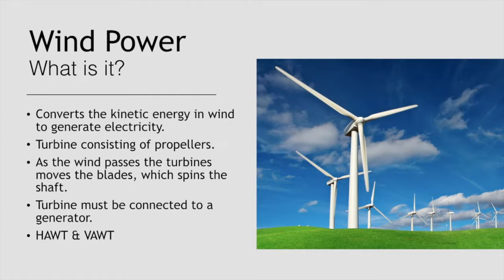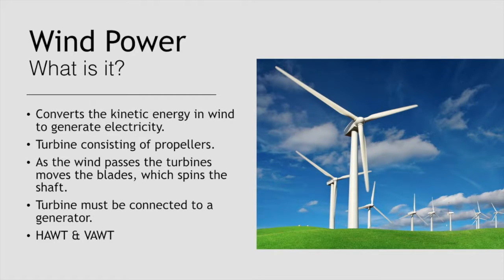The next type of renewable energy is wind power. Wind power converts the kinetic energy in wind to generate electricity or mechanical power. This is done by using a large wind turbine, usually consisting of propellers. The turbine can be connected to a generator to generate electricity, or the wind uses it as mechanical power to perform tasks such as pumping water or grinding grain. As the wind passes the turbines, it moves the blades, which spins the shaft.